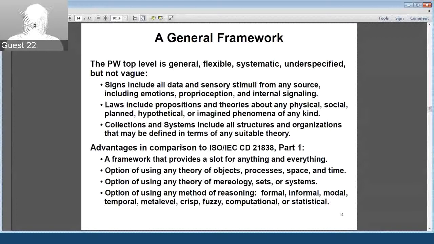My position is people have found BFO to be useful, and my attitude is anything that anyone has found useful is indeed useful. But the point I'm maintaining is that it's not sufficiently complete. It does not include the signs. It's too specified. It has mereology, or in fact, one particular vision of mereology built right into BFO.